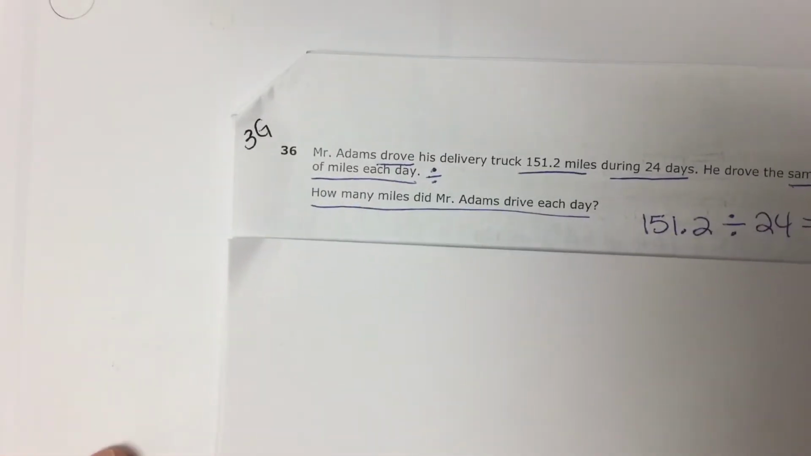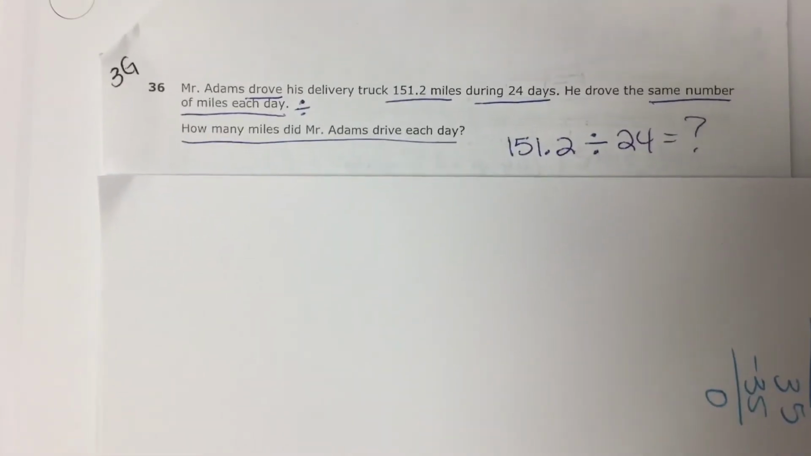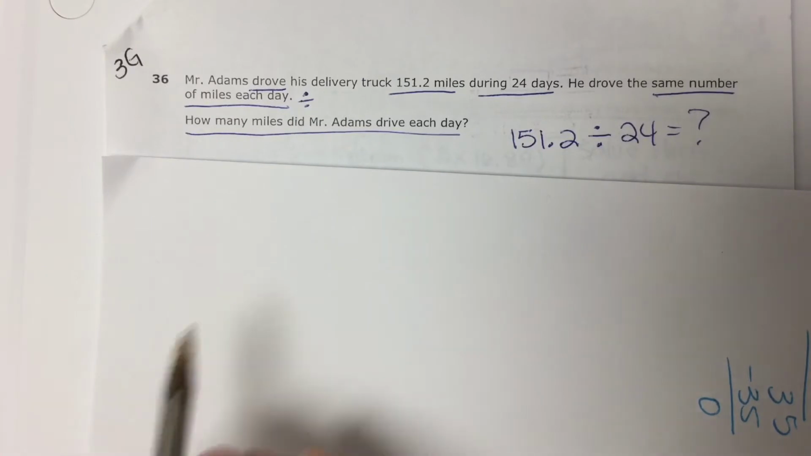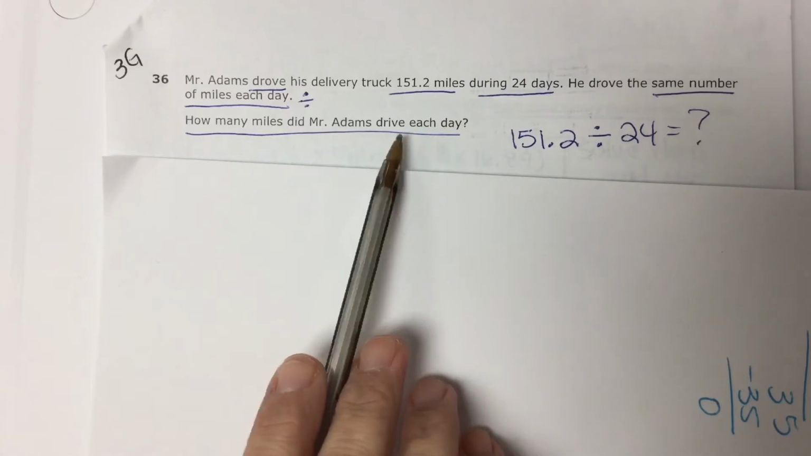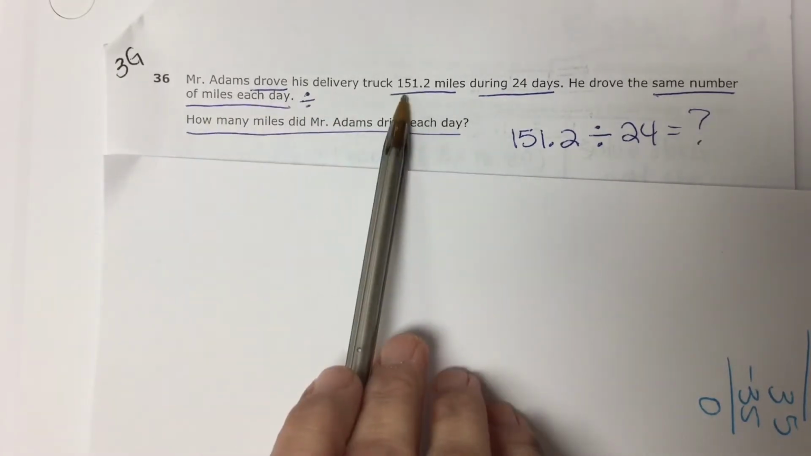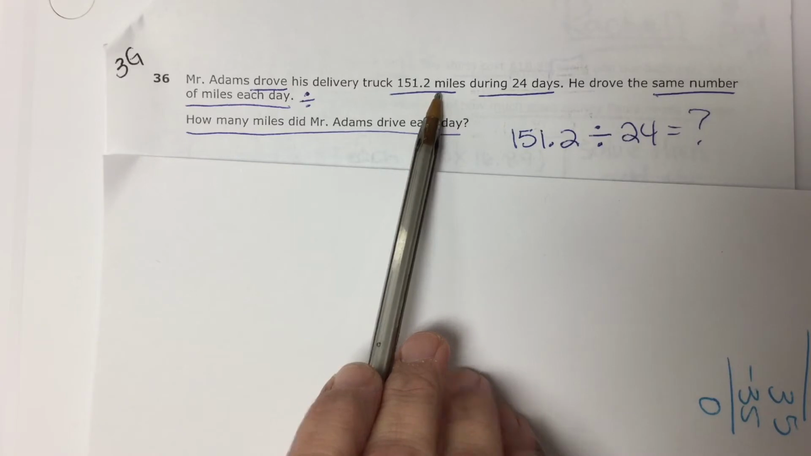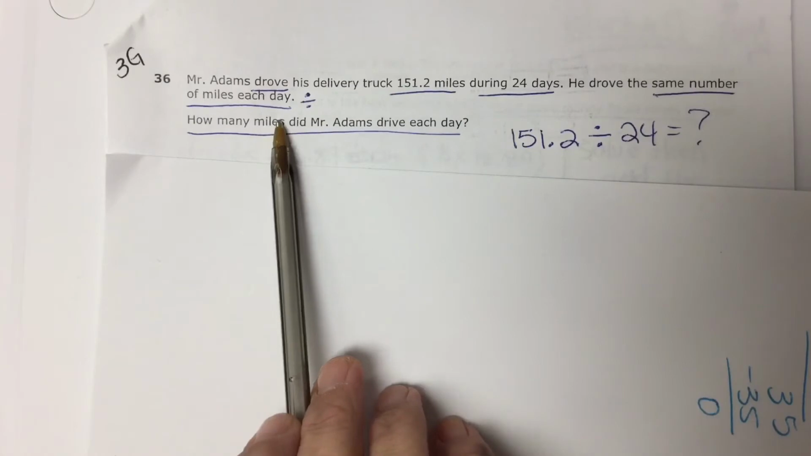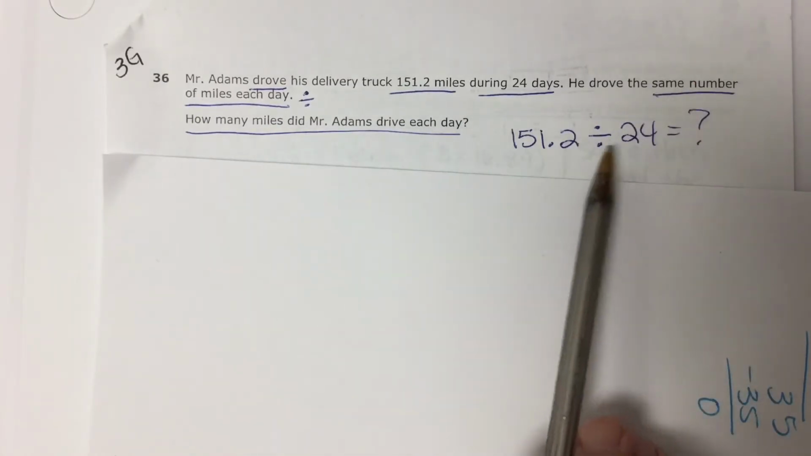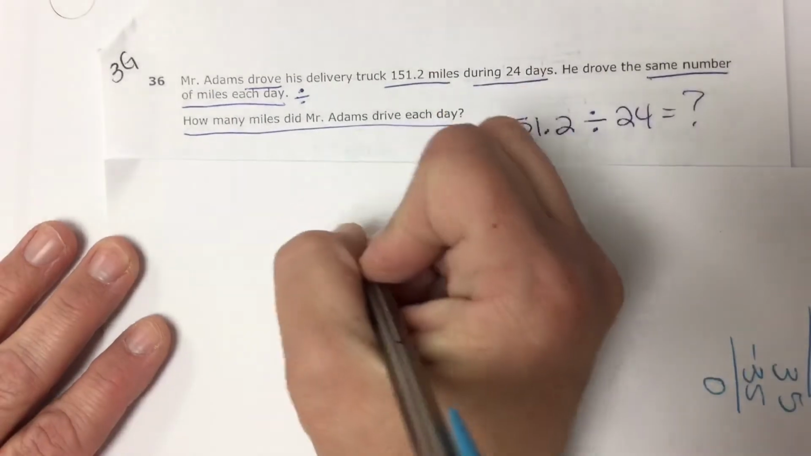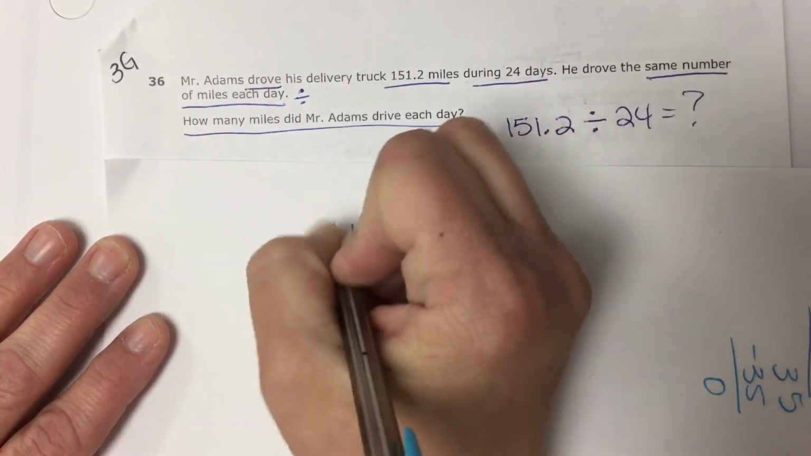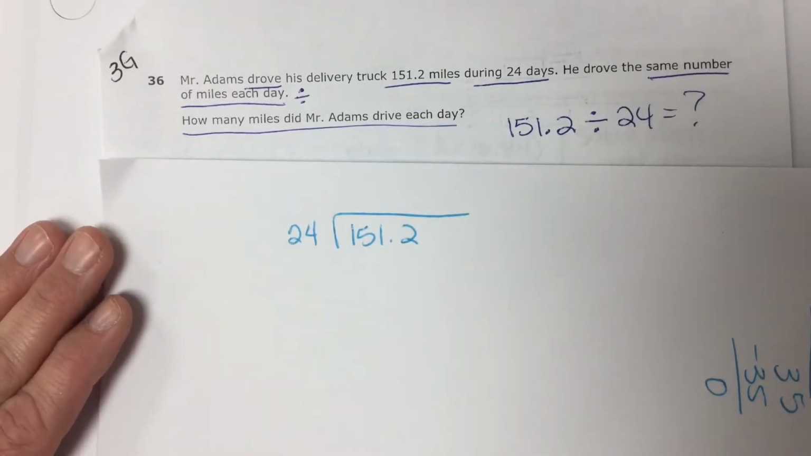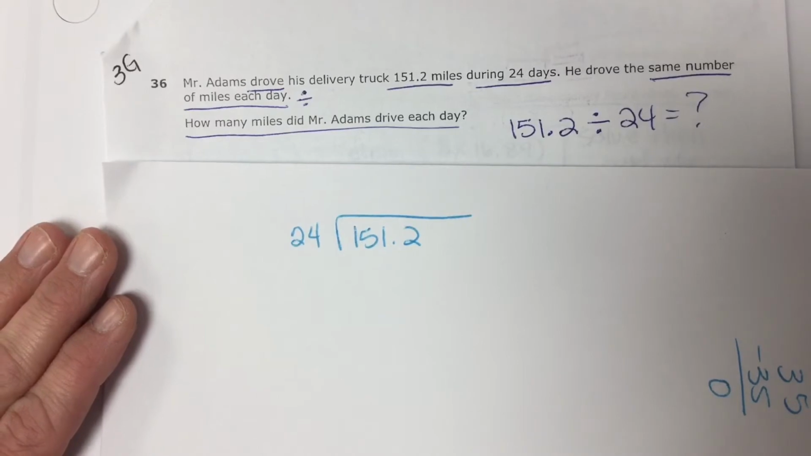All right, 36. It says Mr. Adams drove his delivery truck 151 2/10 miles during 24 days. He drove the same number of miles each day. All right, how many miles did Mr. Adams drive each day? So he drove 151 2/10 miles total, right? During 24 days. He drove the same number of miles each day. So all of that indicates that we're going to divide by 24. Okay, 151 2/10 divided by 24. So solve that and see what you get.